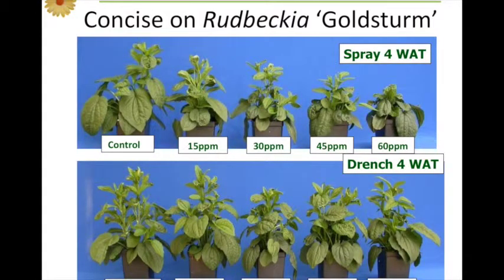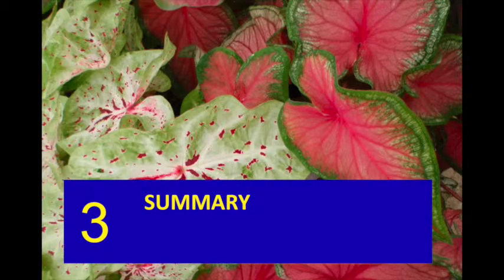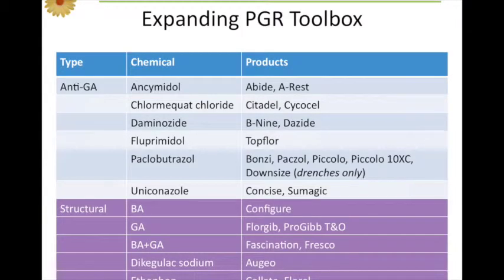Here's some work also on Rudbeckia from Joyce Latimer, sprays on the top, drenches on the bottom, and you can see the effects on controlling that plant. Here's some Concise work that was done here by Brian Krug when he was here as a grad student. Increasing the rate, you can control some of that stretch of hyacinths when you take them out of the cooler.